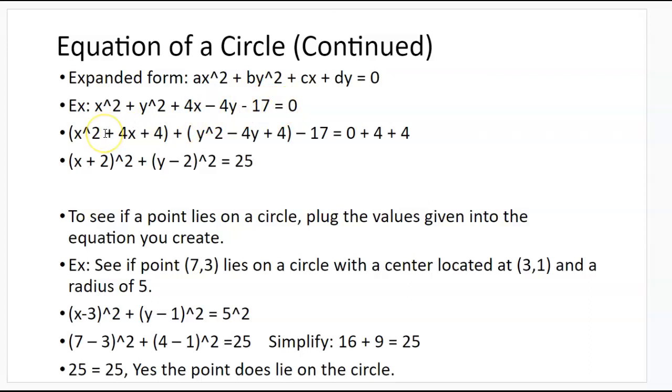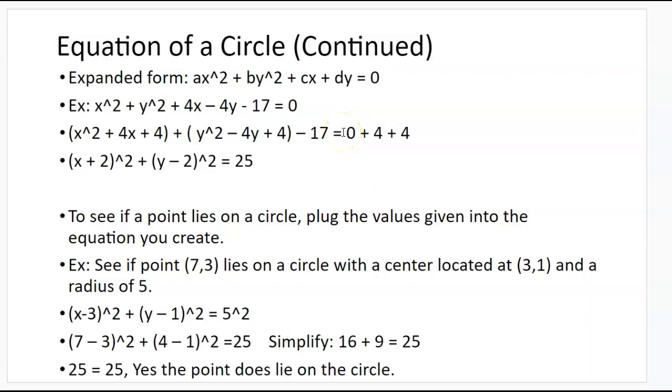And so what we have to do is combine our like terms, as we see here with the x^2 plus the 4x. But then we have to find this perfect square and expand on that. And in this case, it's a positive 4. Same as over here with the y^2 minus 4y, but this perfect square is a positive 4. And then we have our minus 17 equals 0.